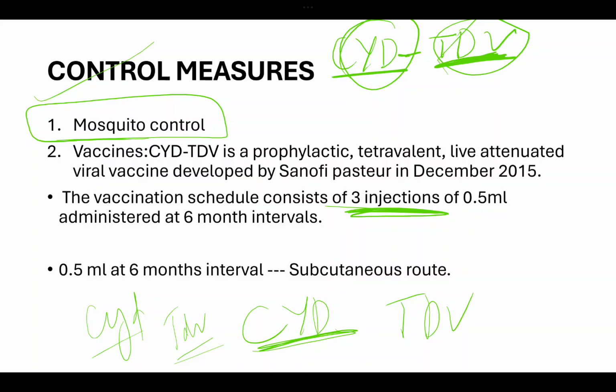Is it clear? This virus has a vaccine against it. This CYD-TDV vaccine is a prophylactic vaccine. We are trying to prevent dengue infection, and this vaccine is administered to individuals aged between 9 and 60 years who are living in endemic areas. The lower limit of vaccination is 9 years, and the vaccine is given at a 6 month interval. 3 injections of 0.5 ml are administered at a 6 month interval.